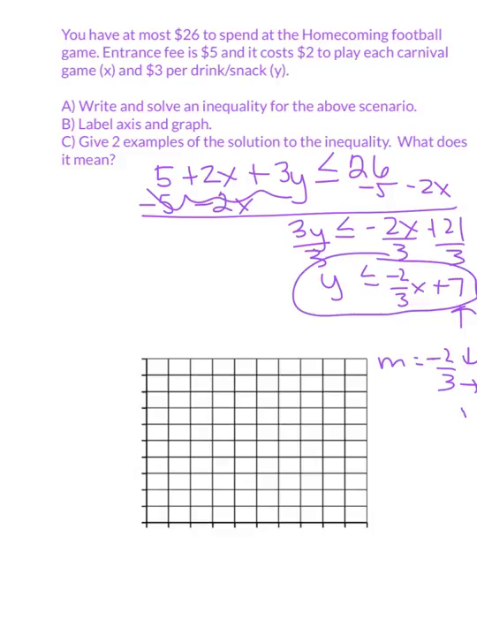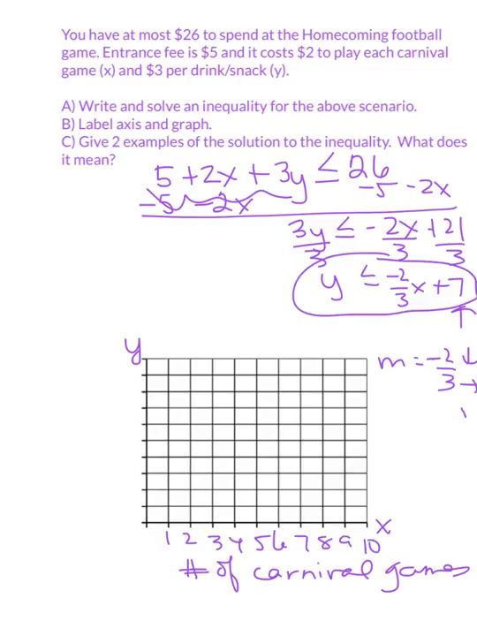In my second step, part B says label, and I need to label the axes and I need to graph. So again, this is my x and this is my y. My x, I was told, is the carnival games. So again, that's the number of carnival games. Number of carnival games, and I'll number my axes this time. So I have 1, 2, 3, 4. I'll just kind of number it up to what I have. And then my y-axis is going to be, they tell us that's for the number of drinks and snacks. Drinks and snacks. And again, I'll number that. So I'm all set there.